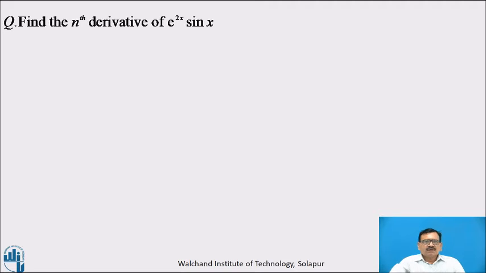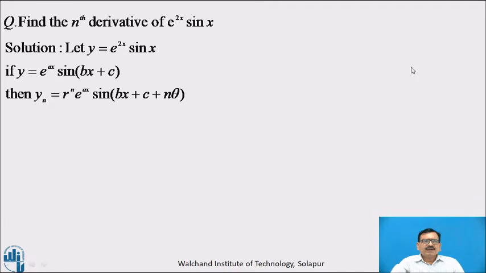Now pause the video for a while and find the nth derivative of e to the power 2x sin x. I hope you have completed. Now here y equals e to the power 2x sin x, and as we have seen, if y equals e to the power ax sin(bx plus c), then y_n is equal to r raised to n e raised to ax sin of (bx plus c plus n theta). Here if you compare, a is 2, b is 1 and c is 0.